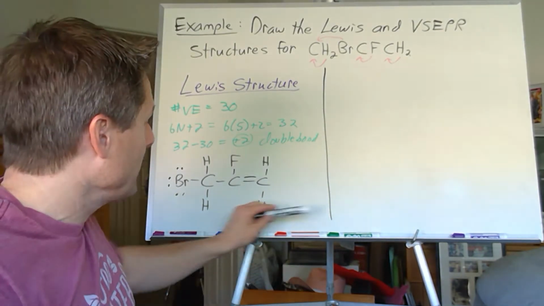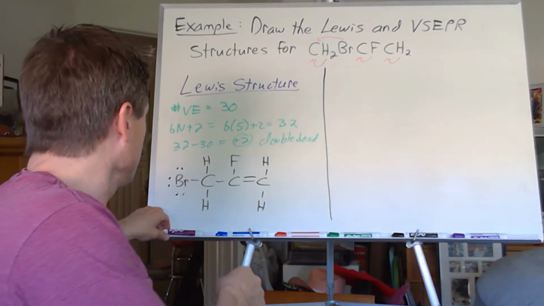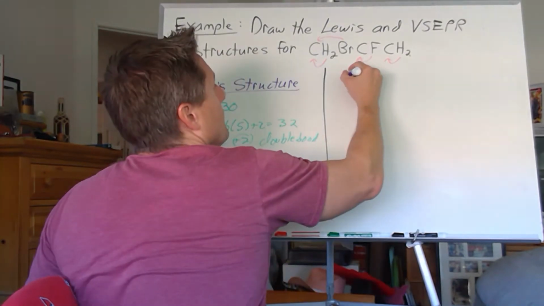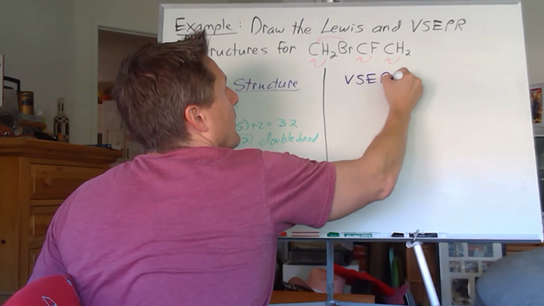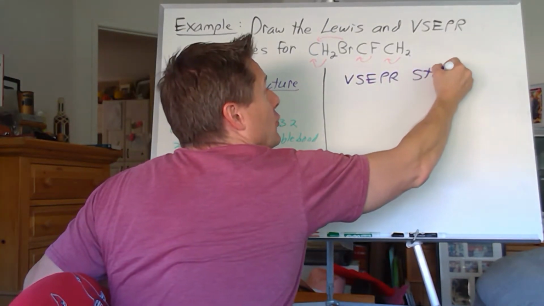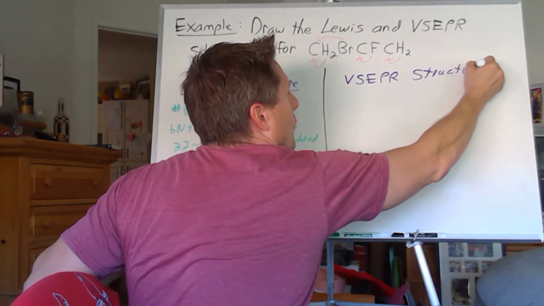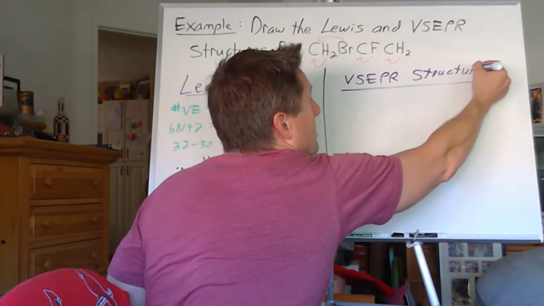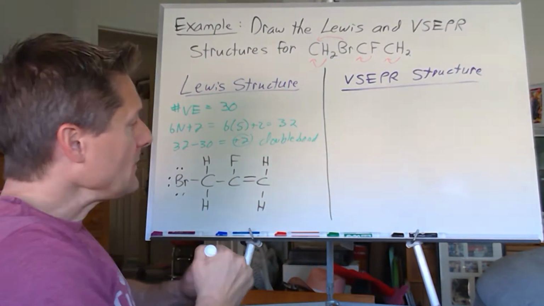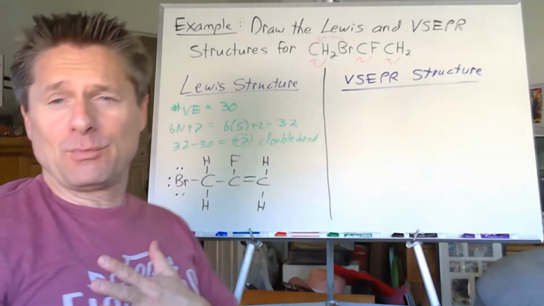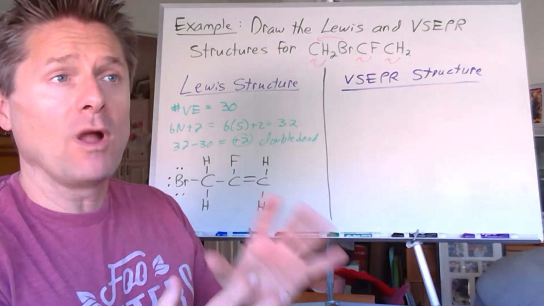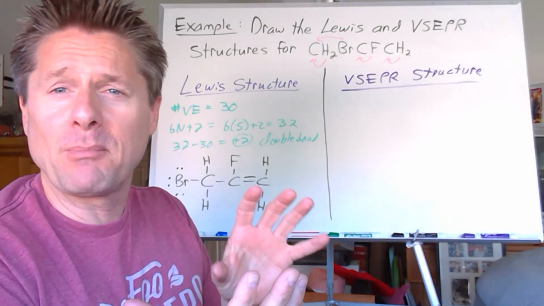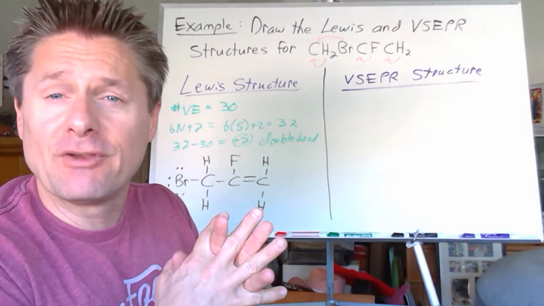Okay. So now we can do the VSEPR structure. Let's do it over on this side. Again, you could call that a VSEPR structure, or you could call that a dash wedge structure. Doesn't matter. It's the same thing. But when I say draw a VSEPR structure or dash wedge structure, I want you to draw everything with the proper bond angles. Dashes and wedges if you're in 3 dimensions.